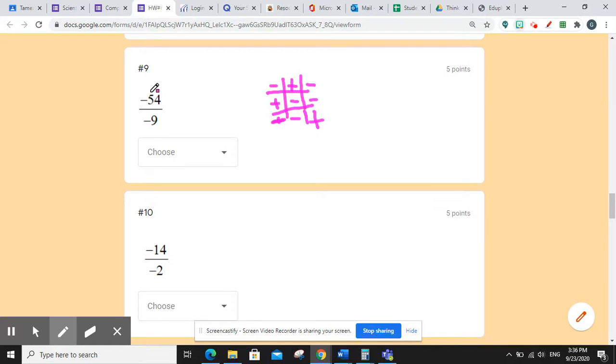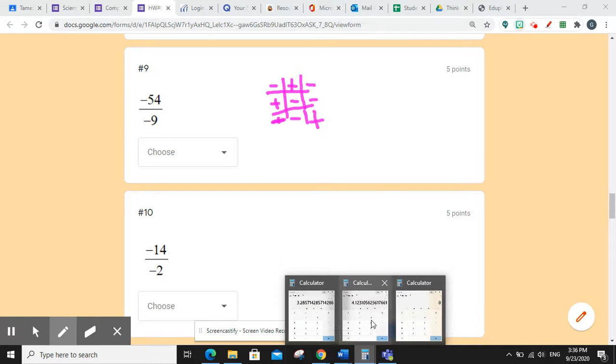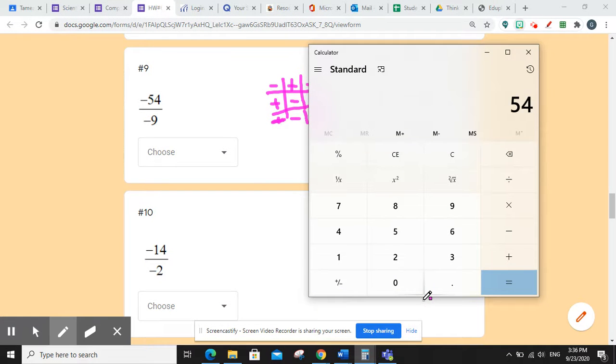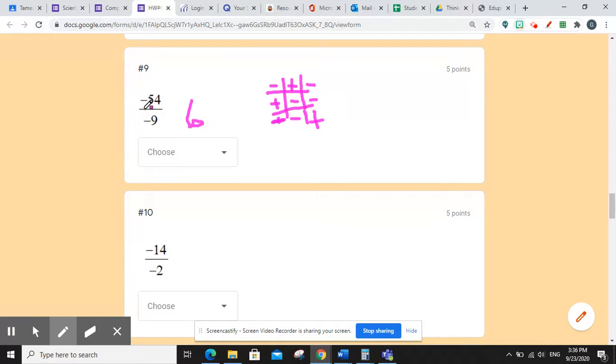So, a negative and a negative, I'm going to get a positive. So all I do is 54 divided by 9. If I'm not sure, take out the calculator. 54 divided by 9 is 6. And I know that a negative and a negative give me a positive. So it's a positive 6. Here, again, negative and a negative, so I'm going to get a positive. So 14 divided by 2 is 7. And negative, negative is a positive. So this is 7.